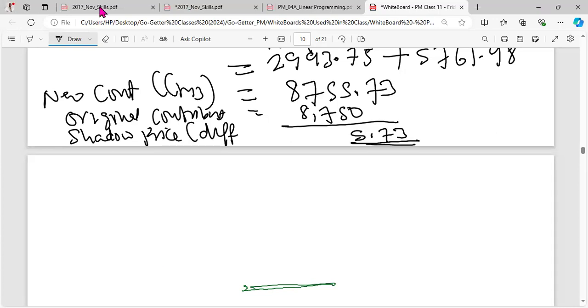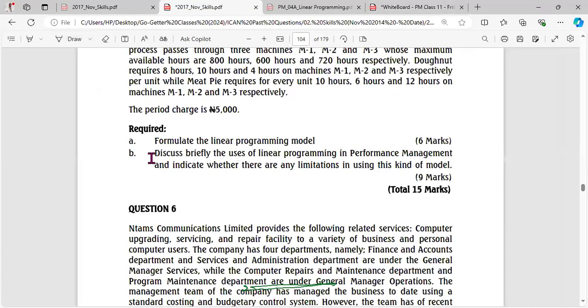Now, I have stretched that question so much. The B part says here, discuss briefly the uses of linear programming in performance management and indicate whether there are any limitations in this kind of model. Let's see the answer.